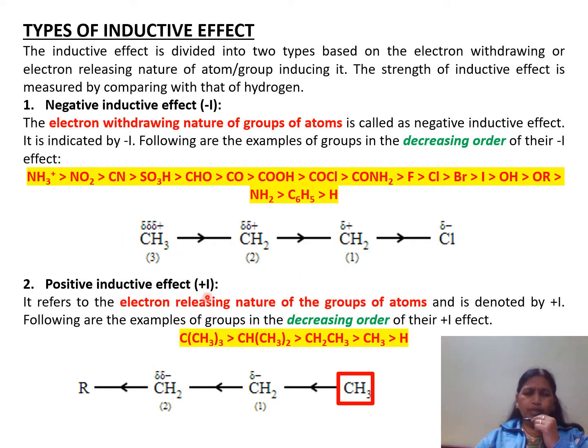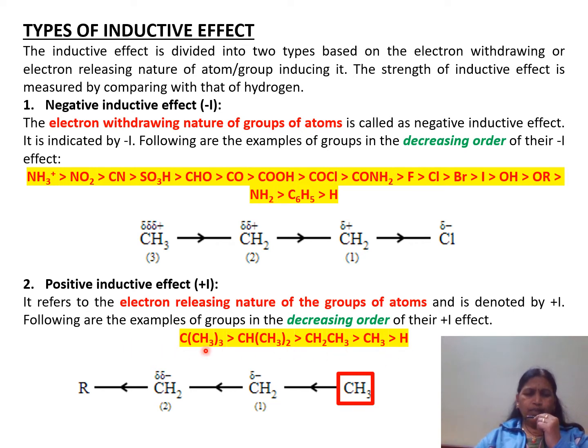But in the positive inductive effect, plus I effect, which is due to the electron releasing nature of a group of atoms, the carbon chain acquires a negative charge. This is the decreasing order of plus I effect: tertiary butyl group, CH3 whole thrice C, greater than isobutyl, greater than isopropyl, CH3 whole twice CH, then CH2CH3 has lesser, methyl has lesser, and hydrogen has the least. So this is the decreasing order.